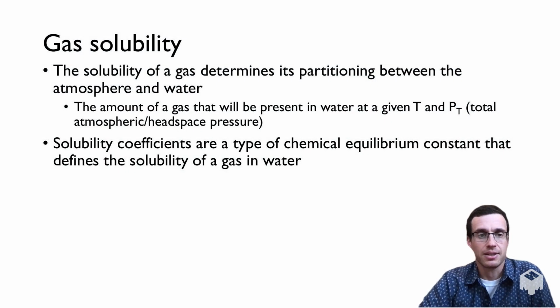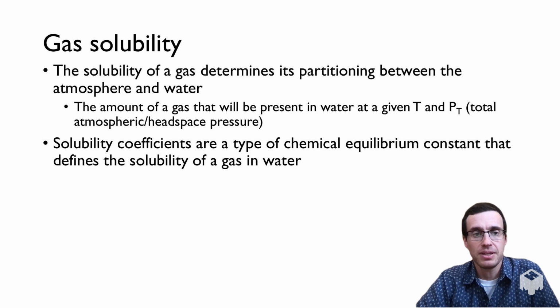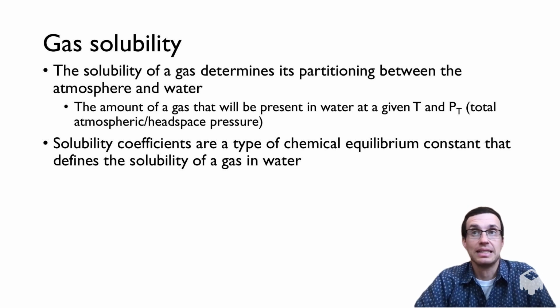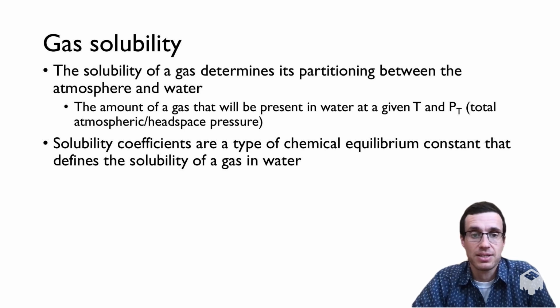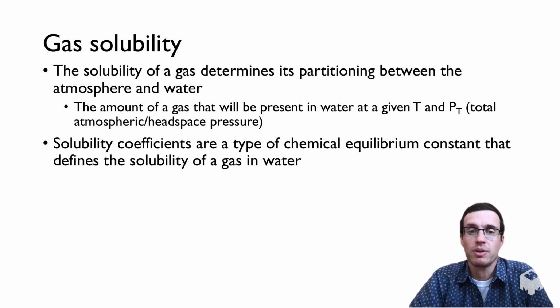And then gas solubility. The solubility of a gas determines its partitioning between the atmosphere and the water. And so solubility essentially is how much gas water can hold. And so the amount of gas that's present in water for a given temperature and pressure and salinity is determined by the solubility. And so solubility coefficients are a type of chemical equilibrium constant.